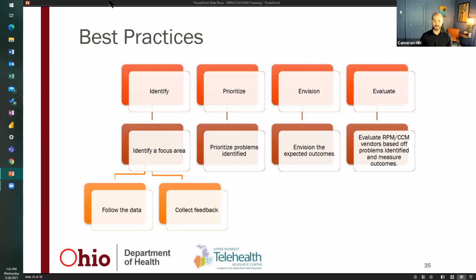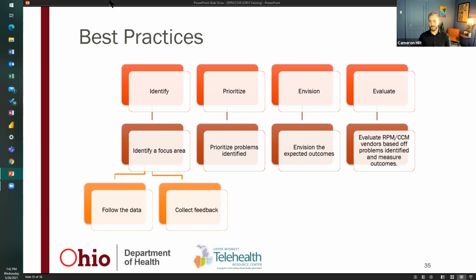The next is, whether you're someone who's directly providing patient care or you're overseeing people that are doing the care, collecting feedback is a huge piece of this too. What are some of the gaps in care that some of the clinical staff is really seeing that could be addressed by either one of these services? So following the data and collecting the feedback will really help inform a lot of that focus area and the fit that either of these services would have for your organization.